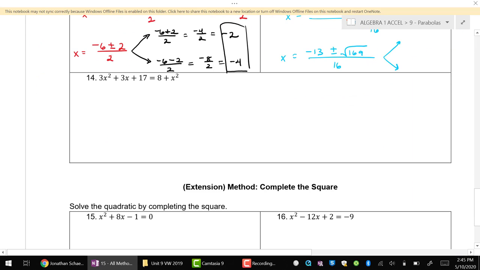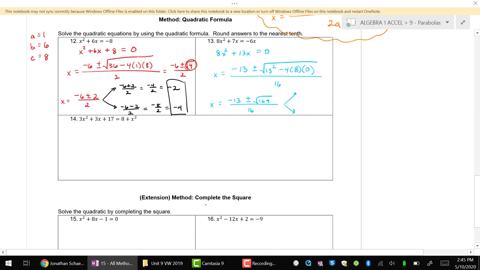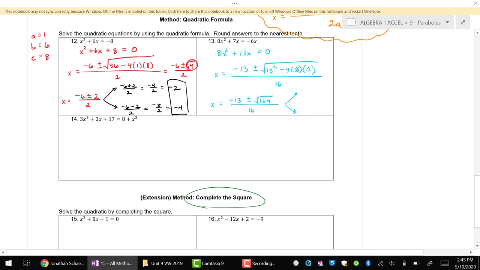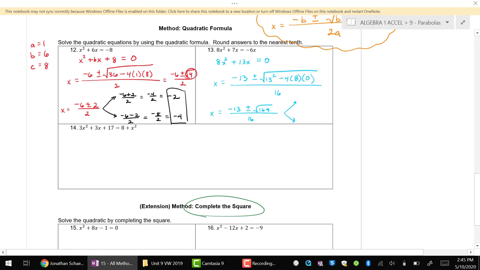By the way, there is an extension down here for completing the square. Like I said, we're going to wait with that one and just postpone that for another time. Watch out, by the way, as I'm thinking about it in the quadratic formula, whenever you get a negative discriminant, a negative number in the square root. So if I have my number, well, here, let's look at 14.